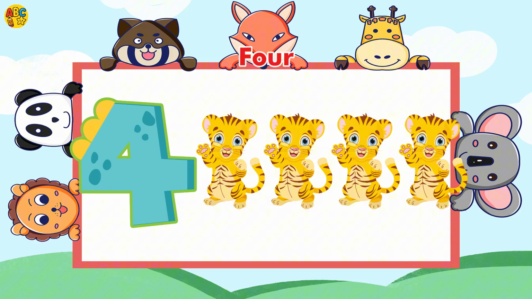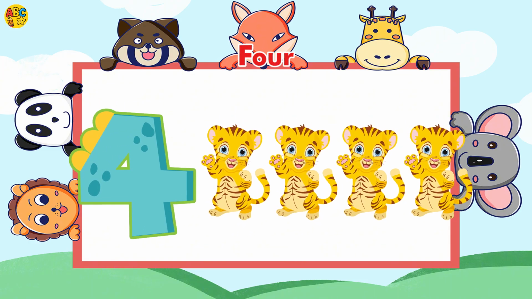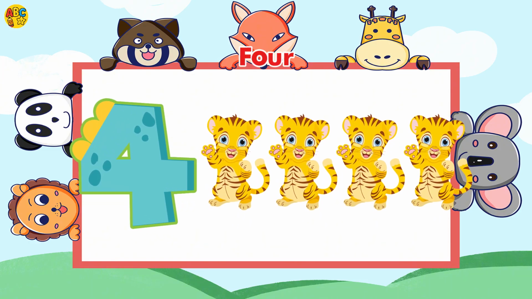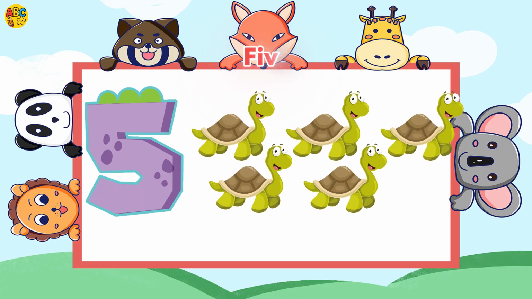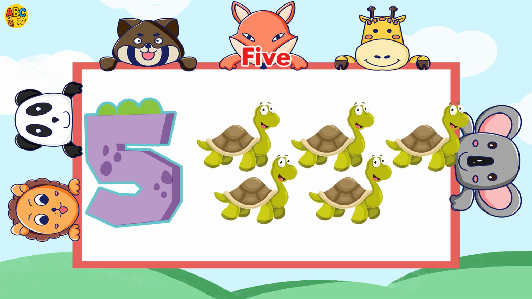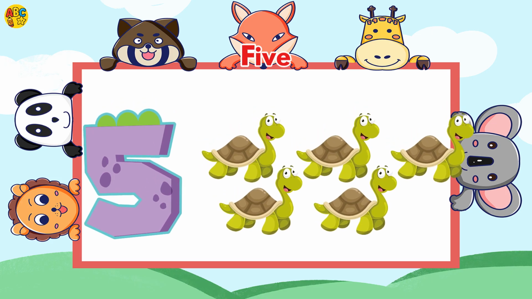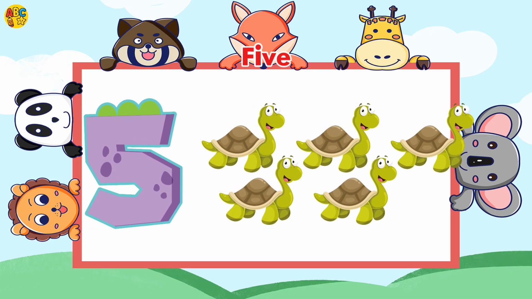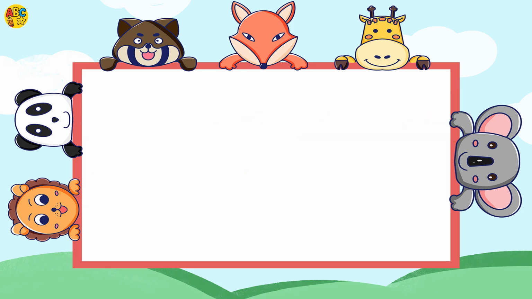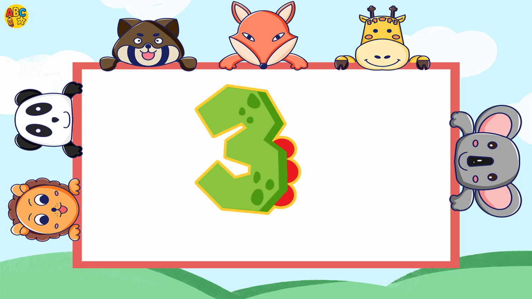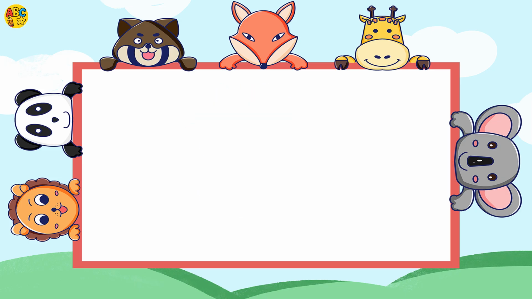Four big tigers running fast like jungle riders. Four tigers, roar, roar, roar. Five slow turtles walking slow in purple circles. Five turtles, step, step, step. Let's count again, nice and slow. 1, 2, 3, 4, 5, let's go.